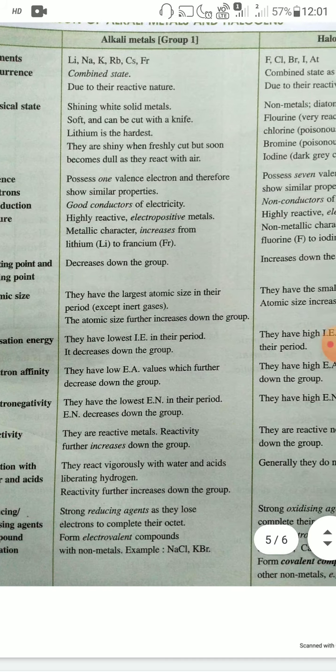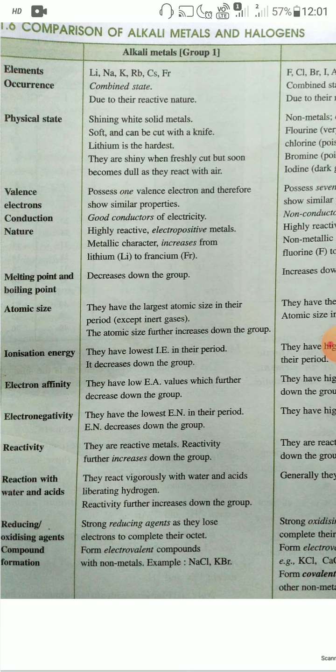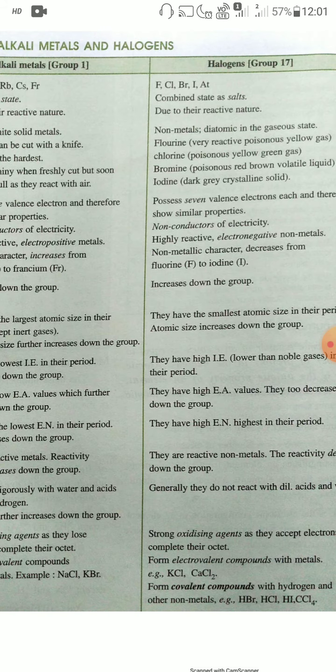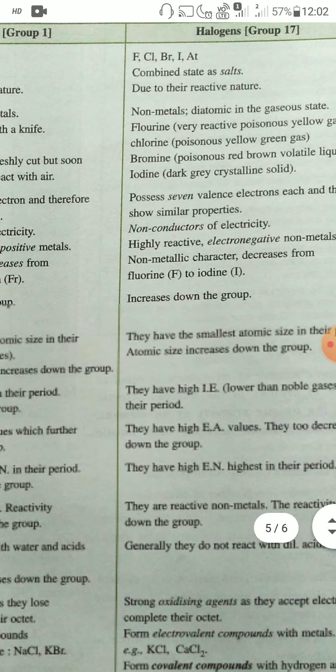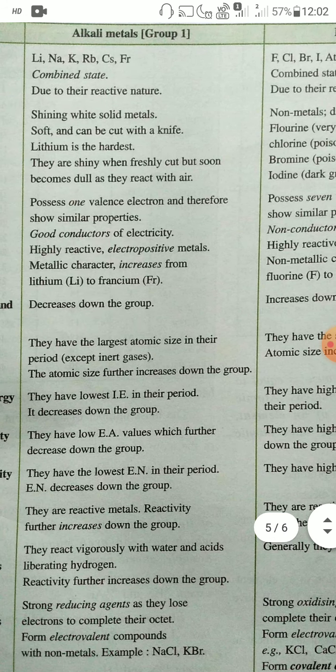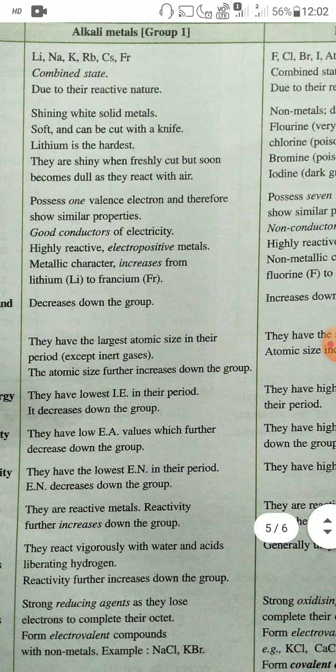Now occurrence. Both alkali metals and halogens are reactive. That's why both are present in combined state in nature. Alkali metals occur in combined state due to their reactive nature. Halogens are also present in combined state as salts due to their reactive nature. Both are reactive. So this is a similarity between alkali metals and halogens.